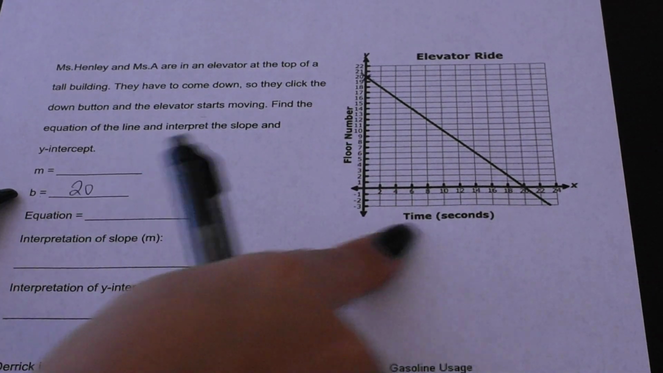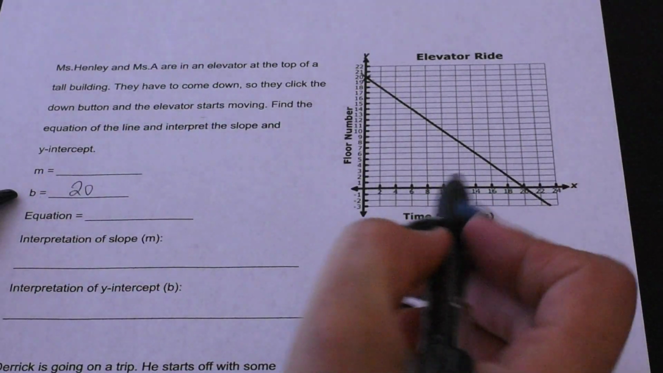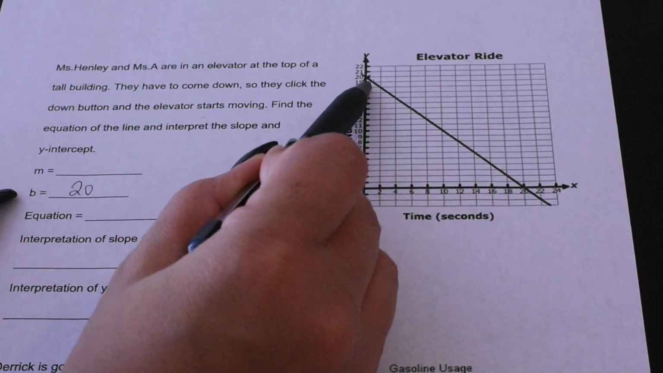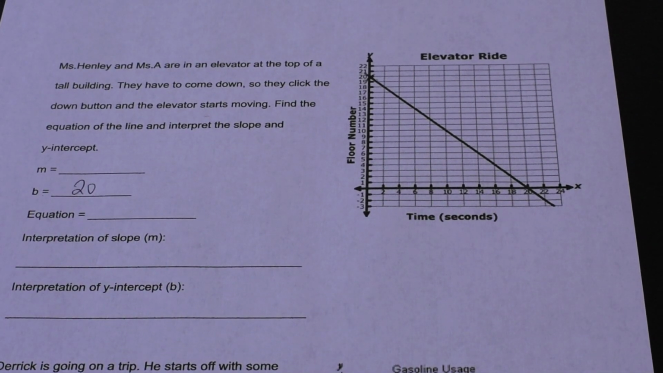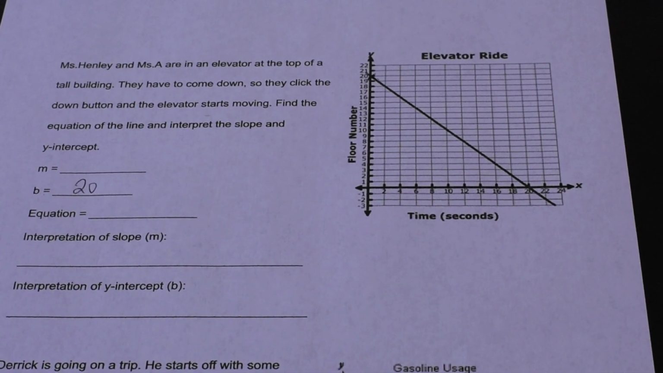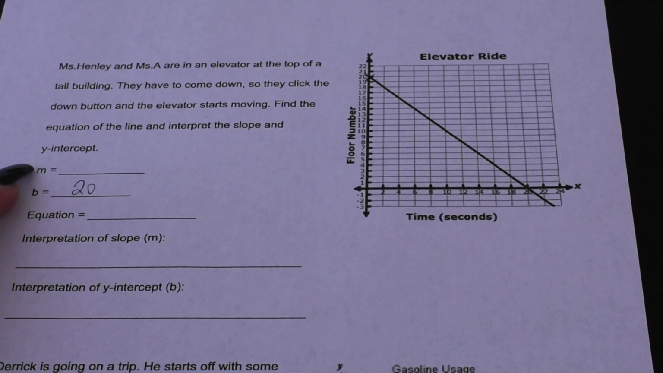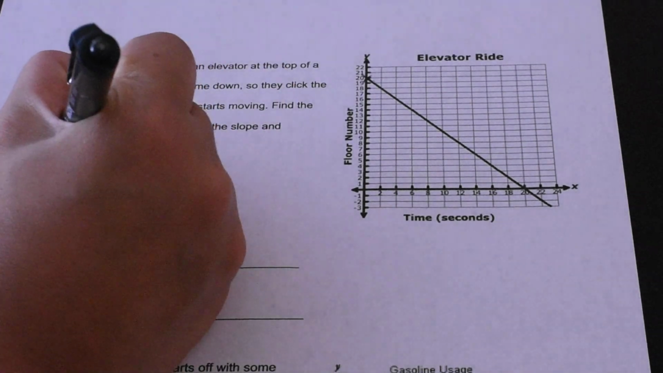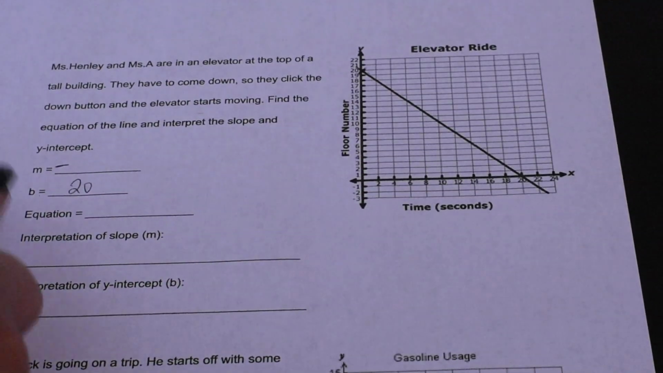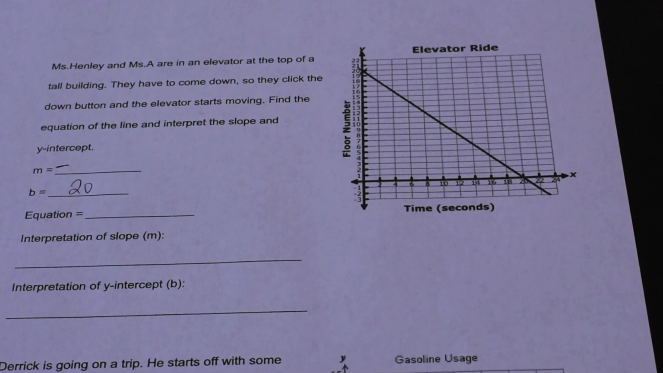Knowing that x is time and y is floor number, as time goes on, the floor that we're on decreases because we're going down in the elevator. And this is important because my slope is going to be negative because I'm going down. So I'm going to write a negative there to make me remember.